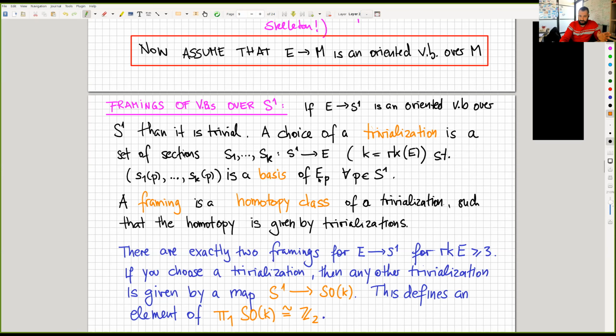And this is for every p. This is possible because we know the vector bundle is trivial, so we can choose a trivialization, right? And for me, maybe for some other authors, this is not a difference, but for me, a trivialization and framing are different things. So I just told you what the trivialization is. And a framing for me is a homotopy class of trivializations.